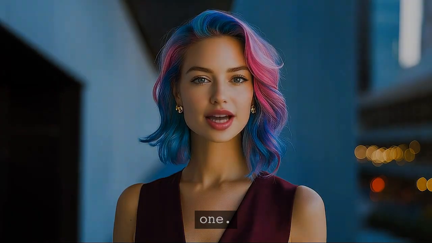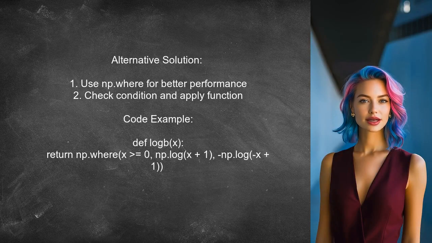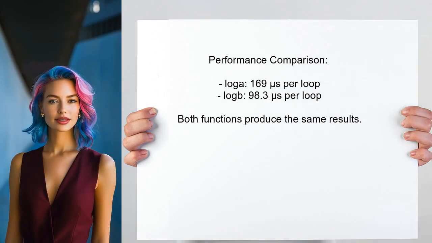Let's explore another one. An alternative approach to improve speed is to use NumPy's where function instead of select. This method checks the condition and applies the appropriate logarithmic function more efficiently. Benchmarking shows that using np.where is faster. The log_b function executes in about 98 microseconds per loop, compared to 169 microseconds for the log_a function.